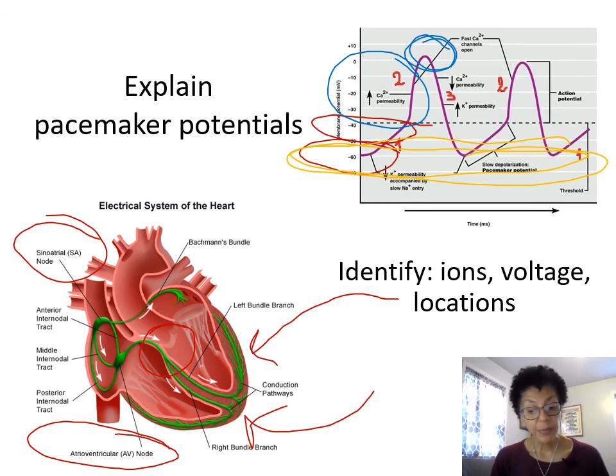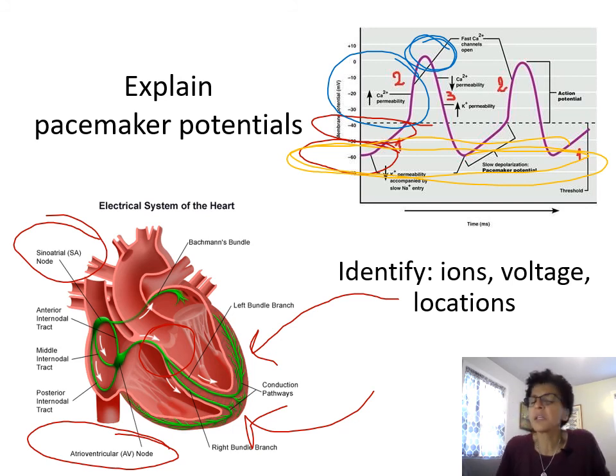So with a pacemaker potential, again, we're sitting at rest. Sodium flows in, and you depolarize. We will open a calcium voltage-gated channel at threshold and hit a peak, but the amplitude is small. Then we'll open potassium, go right back to rest, and we're close to threshold. We're ready to do it again.